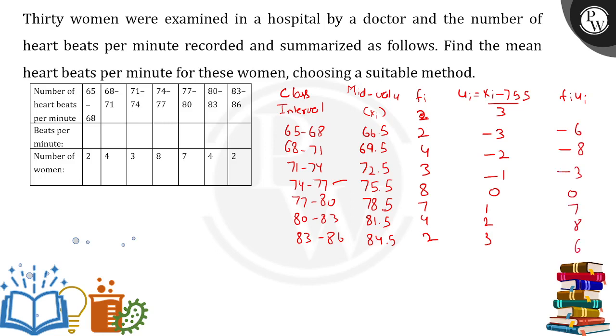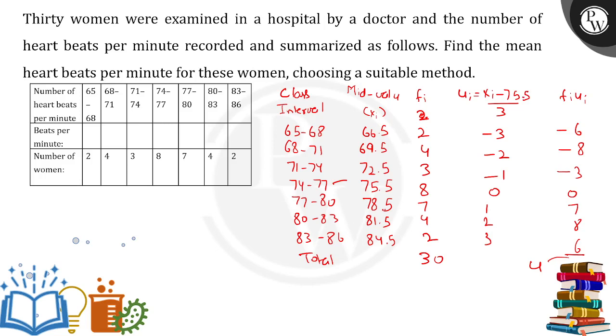And if we have to do the total, the frequencies when all added will be 30, and fi ui when all added will be simply 4. Some of them are positive, some are negative. Now the class interval was divided by 3 because of the class interval. I believe you know what class interval is. Class interval is 3, 68 minus 65, that is why we have divided by 3. And why 75.5? This is lying exactly in between.